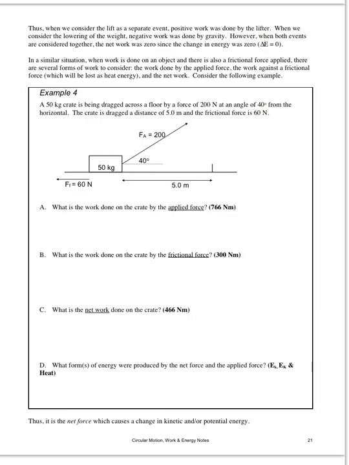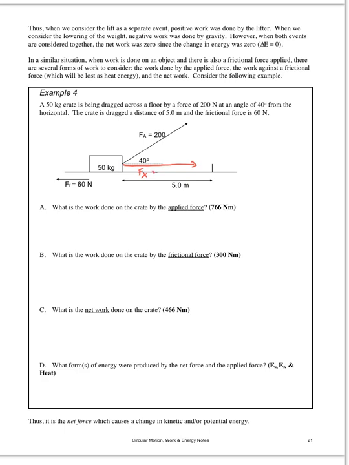All right, a 50 kilogram crate is being dragged across a floor by a force of 200 newtons at an angle of 40 degrees from the horizontal. The crate is dragged a distance of 5 meters and the frictional force is 60 newtons. So what is the work done on the crate by the applied force? So we need to calculate the force in X.